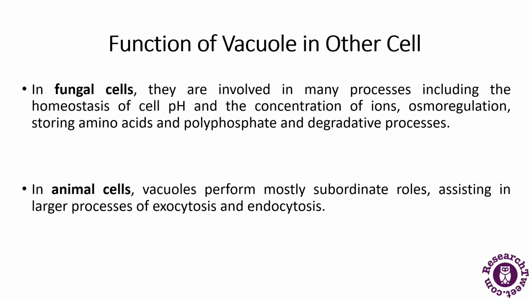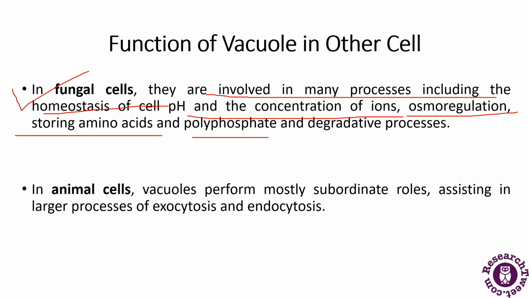So the vacuole also performs functions in other cells as well. In plant cells, fungal cells and animal cells, it also plays a major function. What are those functions? In fungal cells, they are involved in many processes, whether it is the homeostasis of the cell, pH and the concentration of ions, osmoregulation, storing amino acids and polyphosphate, and degenerative processes. These are all the functions performed by the vacuole in fungal cells.